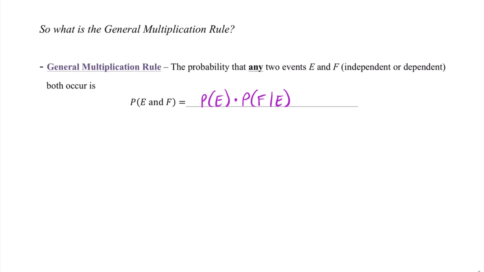Again, referring to our first example, our event E was our 13 out of 52 cards, that first card we pulled when we were looking for hearts. Given that the first card was a heart, the probability that event F, the second card, was a heart would be 12 out of our now 51, because we had one less card. And we have our mathematical general multiplication rule.